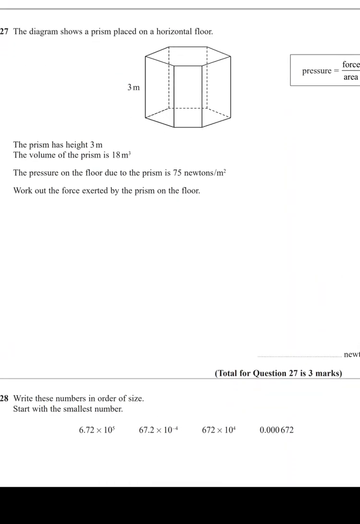Wishful thinking. Right, diagram shows a prism placed on a horizontal floor. The prism has a height of 3 meters. The volume of the prism is 18 meters cubed. The pressure on the floor due to the prism is 75 newtons per meter squared. Work out the force exerted by the prism on the floor. Right, okay, so we're going to use this here. We've got pressure is equal to force over area.